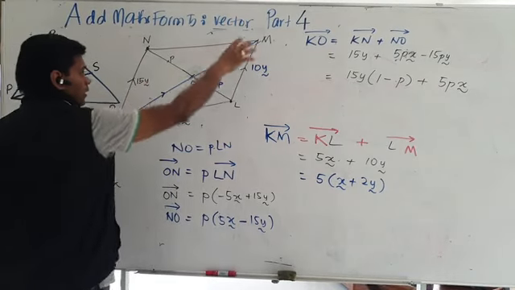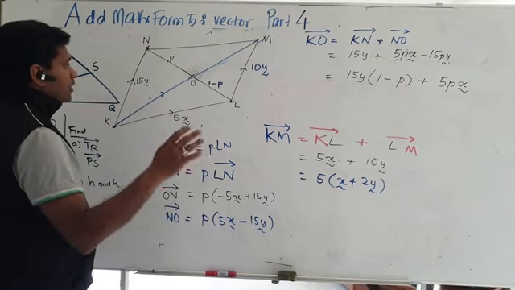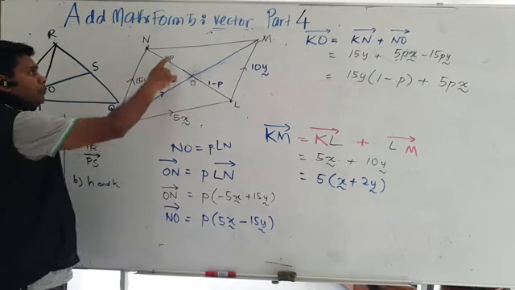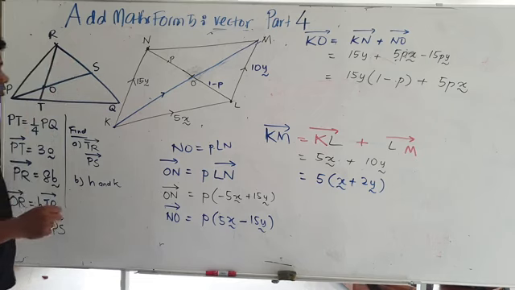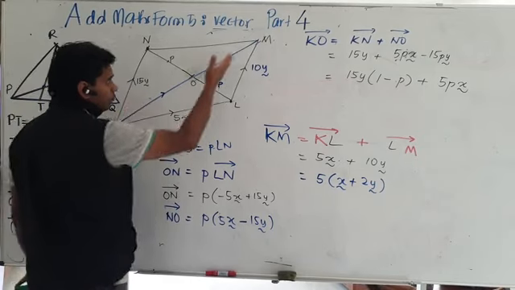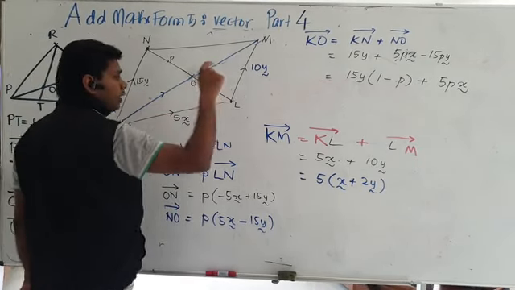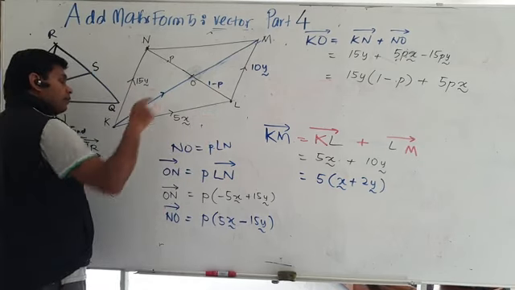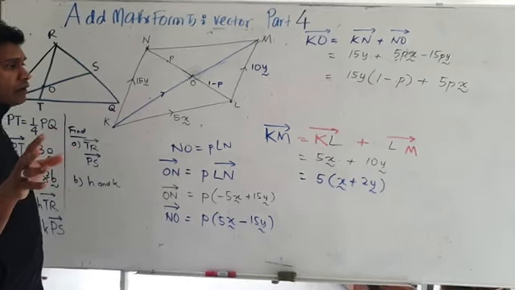Let's quickly take a look. This is our diagram, a trapezium. We have done all this. We are supposed to find the value of P. This is a continuation from part 3. It has been told to us that KOM is a straight line, and K, O and M are on that same line, which means they are collinear. What's the meaning of collinear?